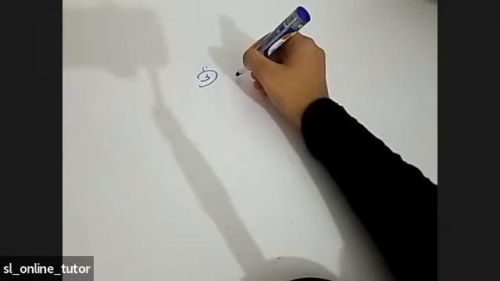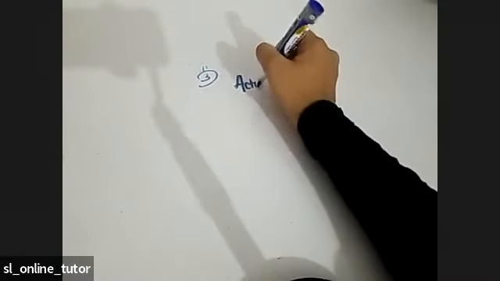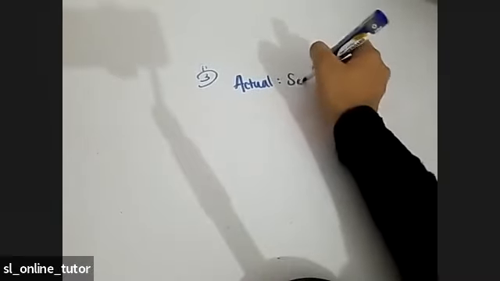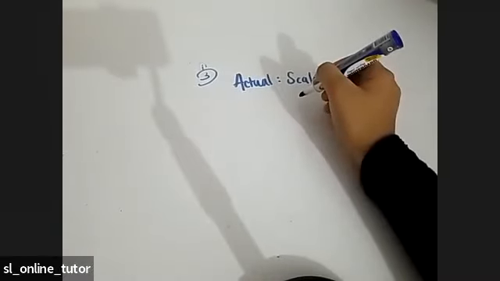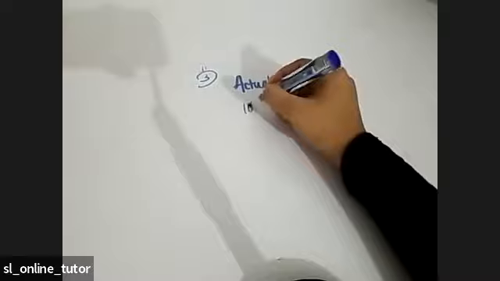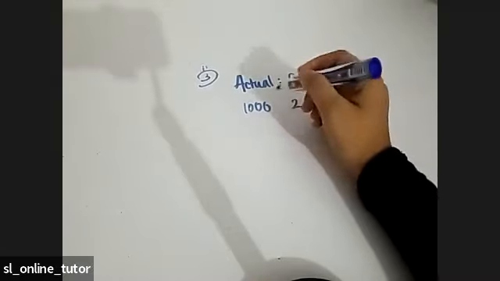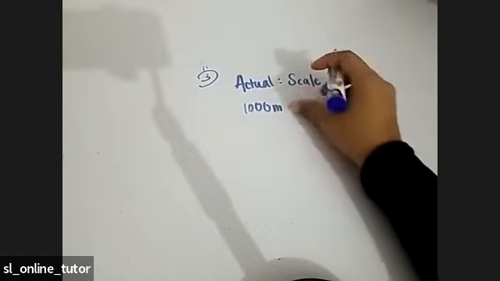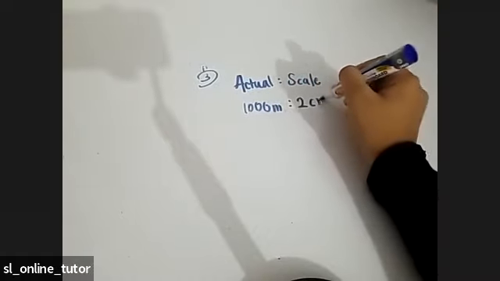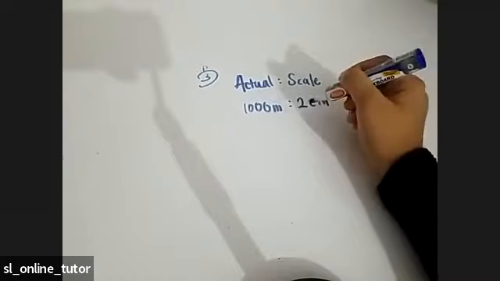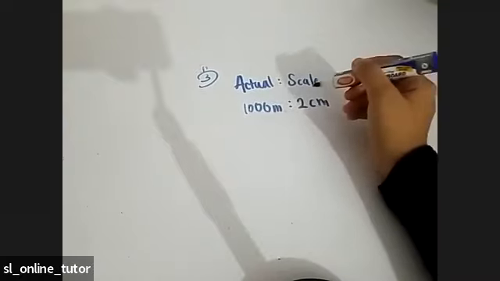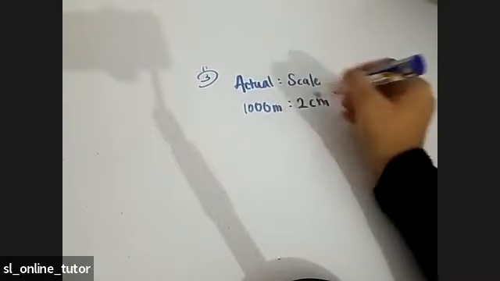So we can write actual distance and scale. We can write this way, actual and scale. So actual distance 1000 is represented by 2. Now this is 1000 what? 1000 meters. And this is 2 centimeter. So you have to bring them together to one unit. What is easy, to convert meters to centimeter or centimeter to meter?